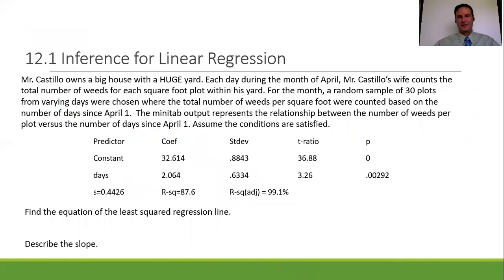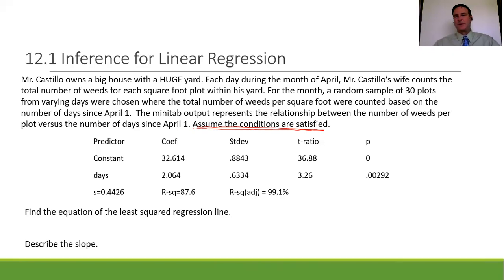This one will actually go quicker. That'll surprise you. Part of the reason I'm just going to jump to this last sentence here is to assume the conditions are satisfied. Most people glow when they see that, but here's what's going on. Mr. Castillo owns a big house with a huge yard. Each day of the month of April, Mr. Castillo's wife counts the total number of weeds for each square foot plot within his yard. For the month, a random sample of 30 plots from varying days were chosen where the total number of weeds per square foot were counted based off the number of days since April 1st. And this is the Minitab output.